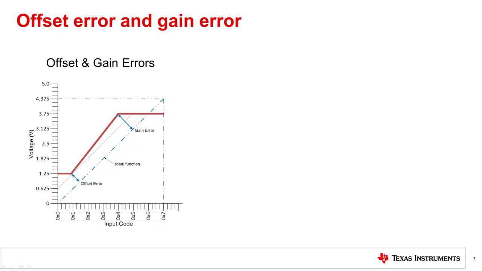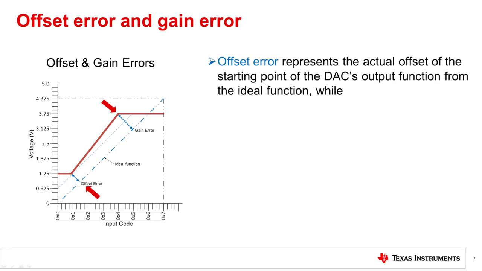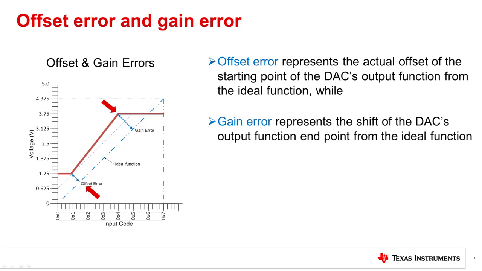Now that we understand gain, let's take a look at the 2 remaining inherent DAC output function errors: offset error and gain error. Offset error represents the actual offset of the starting point of the DAC's output function from the ideal function. Gain error, on the other hand, represents the shift of the DAC's output function endpoint from the ideal function. Unlike the three previously defined errors, both offset and gain errors can be calibrated, which will be explained in the next slide.